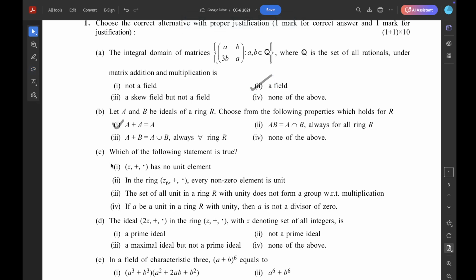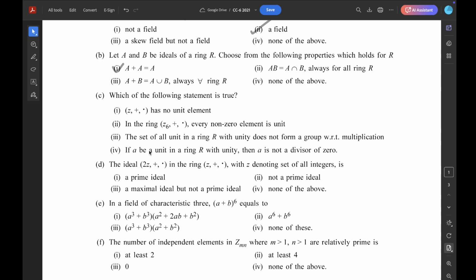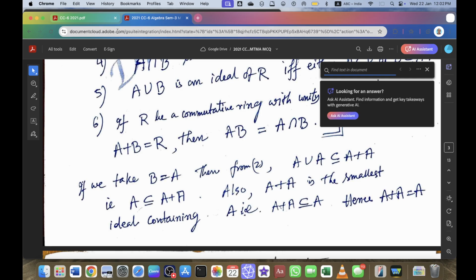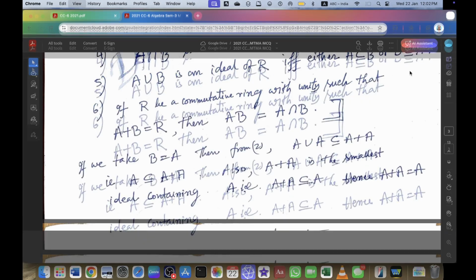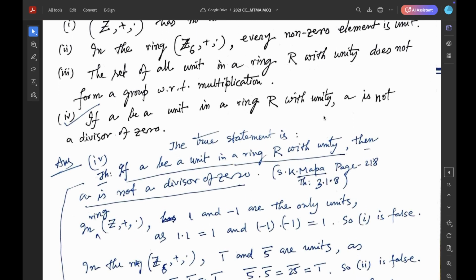Next question: which of the following statements is true? Number 1, Z plus dot has no unit element. Number 2, in the ring Z6 plus dot, every non-zero element is a unit. Number 3, the set of all units in a ring R with unity does not form a group with respect to multiplication. Number 4, if A is a unit in a ring R with unity, then A is not a divisor of 0.